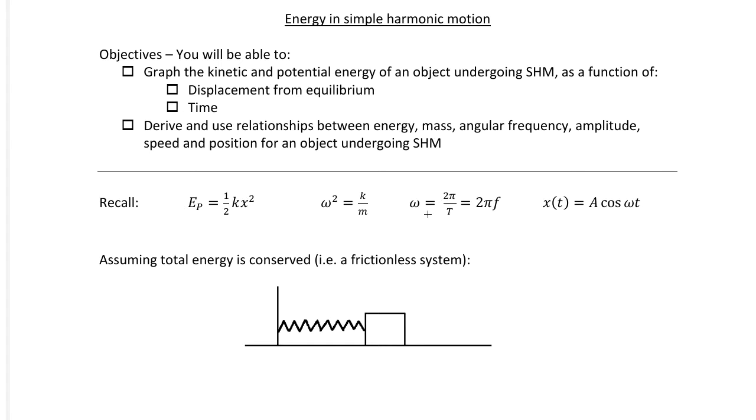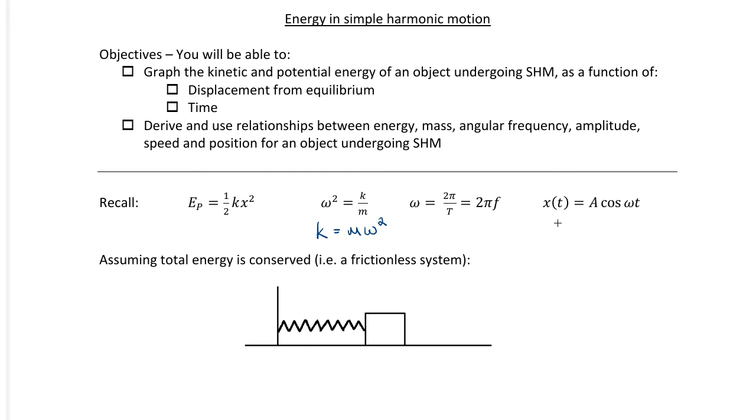And we also know that the angular frequency is equal to 2 pi divided by the period, or 2 pi times the frequency. If we go back to this relationship, we can rearrange this for an expression for k. K is equal to m, the mass of the mass on a spring, multiplied by omega squared.